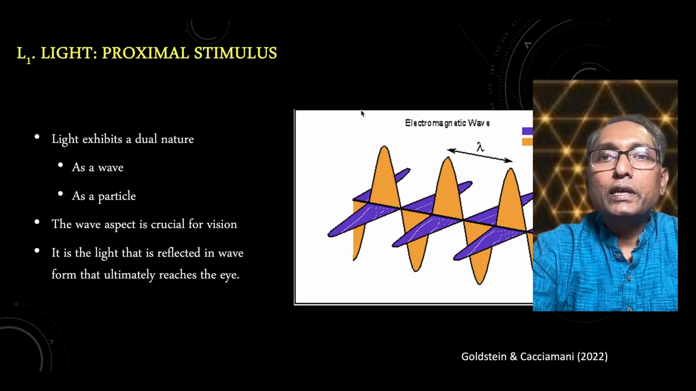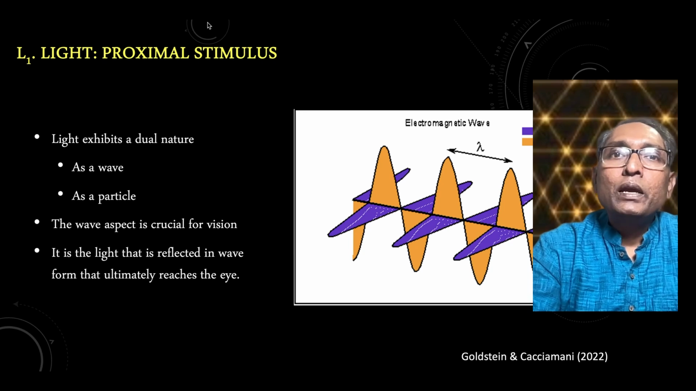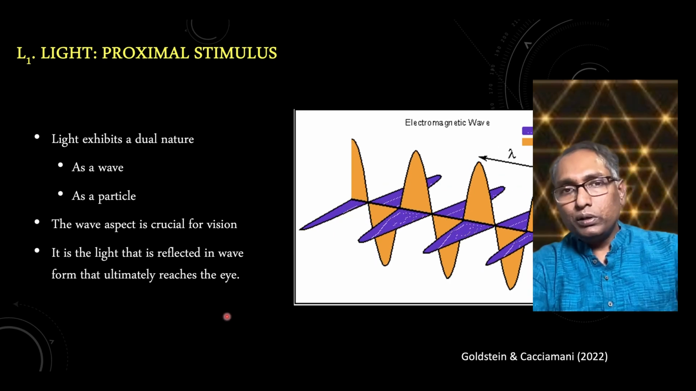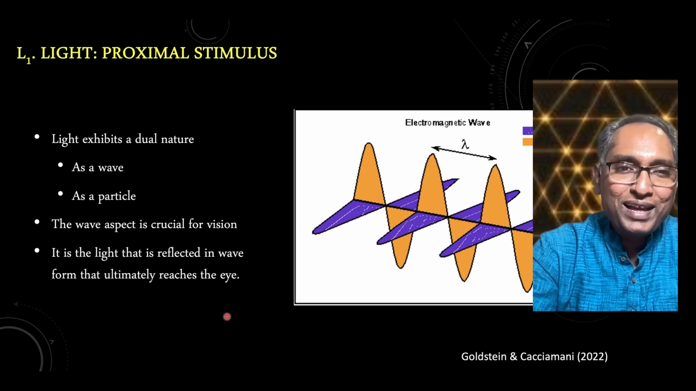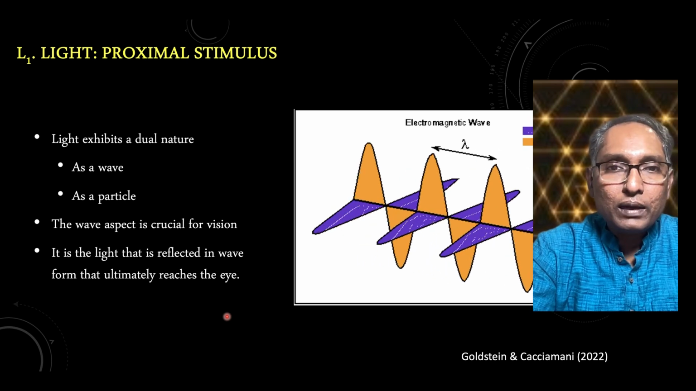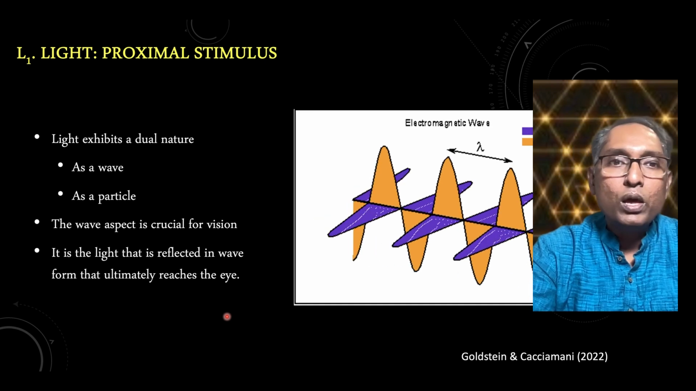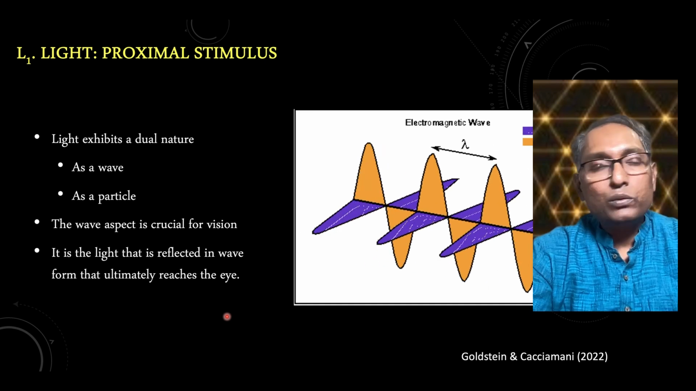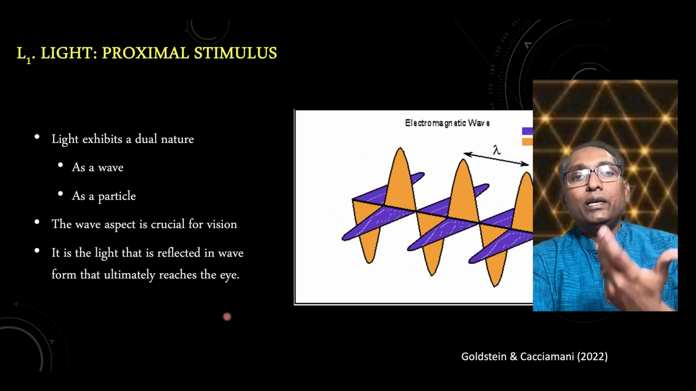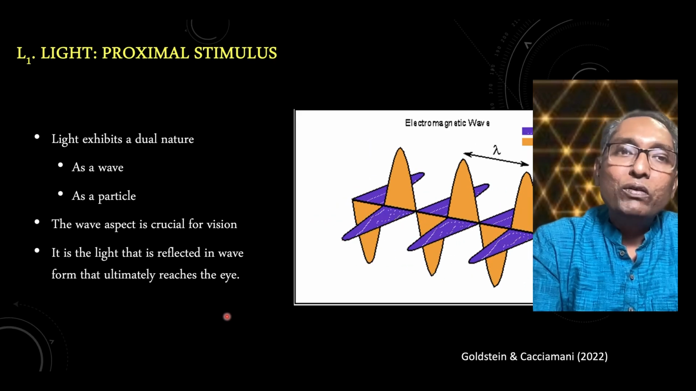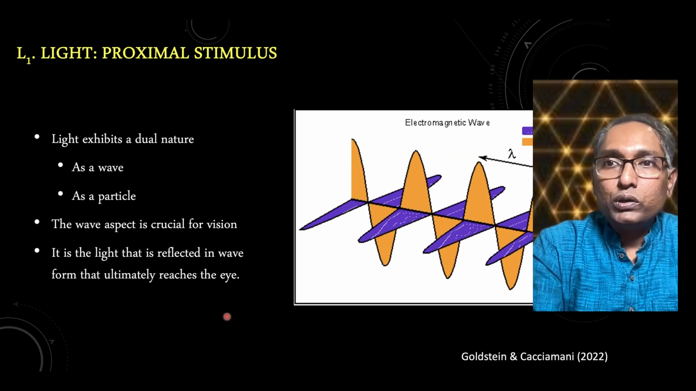So light is an electromagnetic radiation. It has both electrical and magnetic properties, and has both particle nature and wave nature to it. And now there is a big debate in quantum mechanics about whether it's a particle or a wave, can it be both at the same time? We're not getting into that yet. From what we understand, the wave nature of light is more important for our vision than the particulate nature, the photon nature.